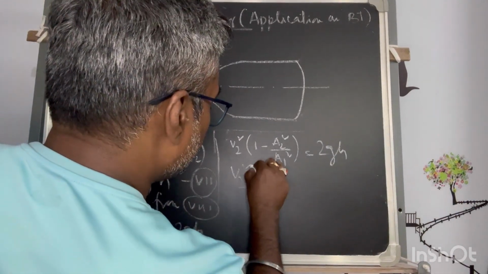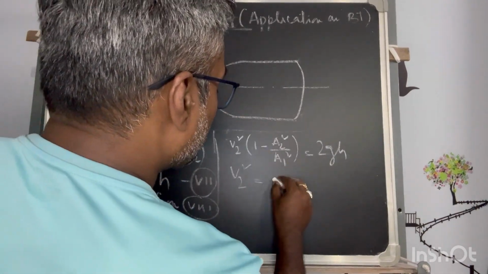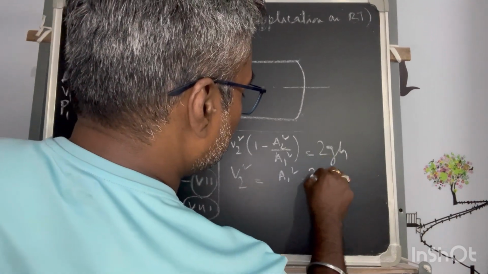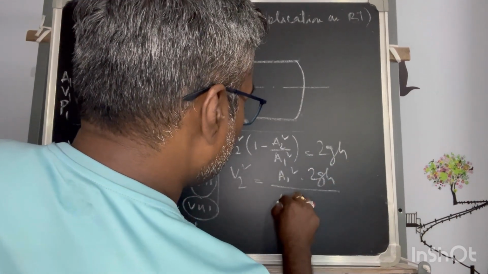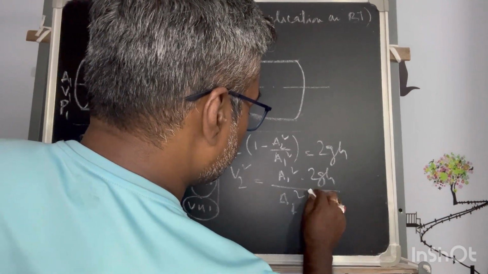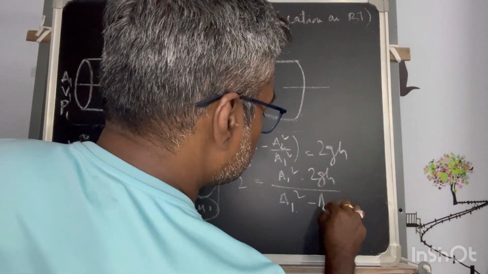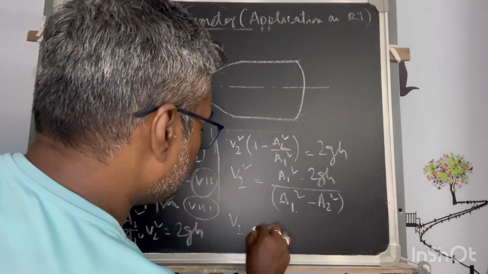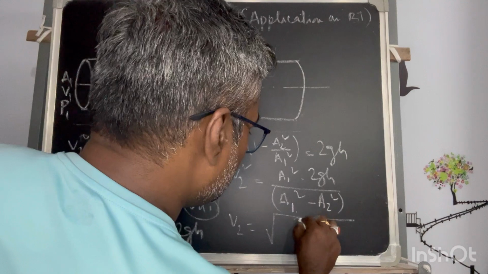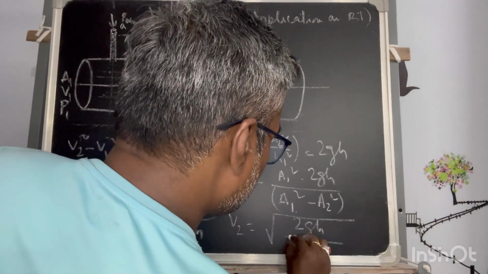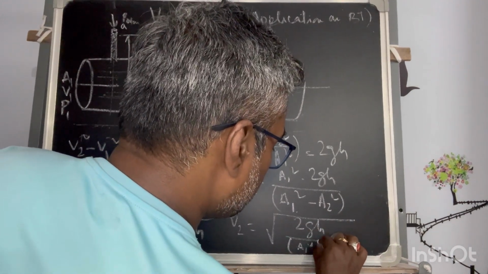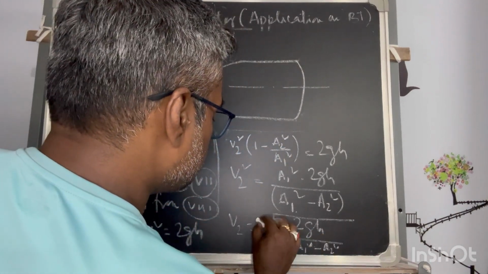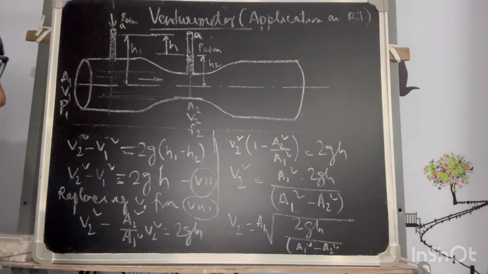So V2 square is equal to, you can put A1 square up, 2gH divided by A1 square minus A2 square. Now V2 is equal to under root of 2gH upon A1 square minus A2 square, and this A1 will come outside. Okay, fine.